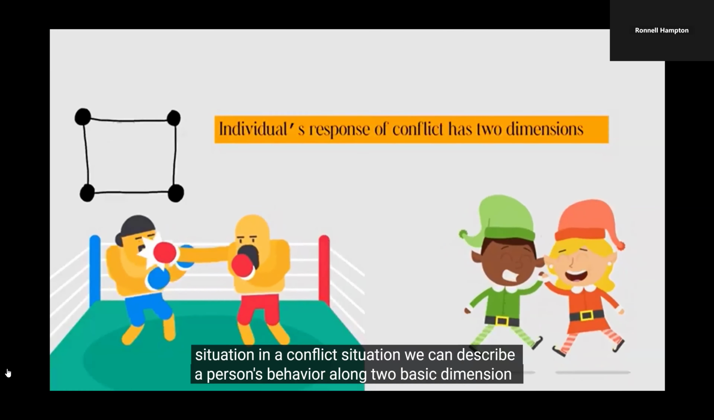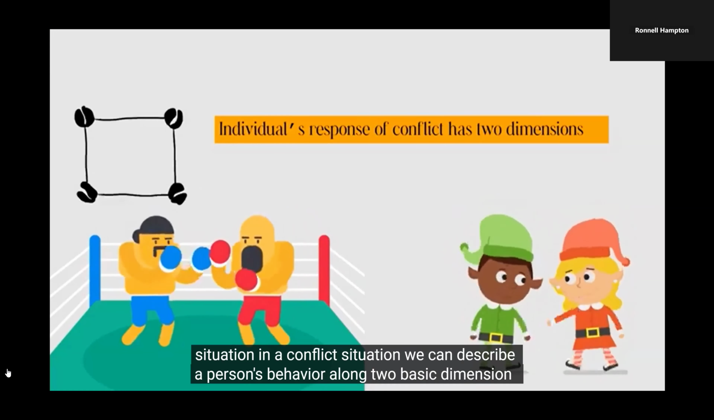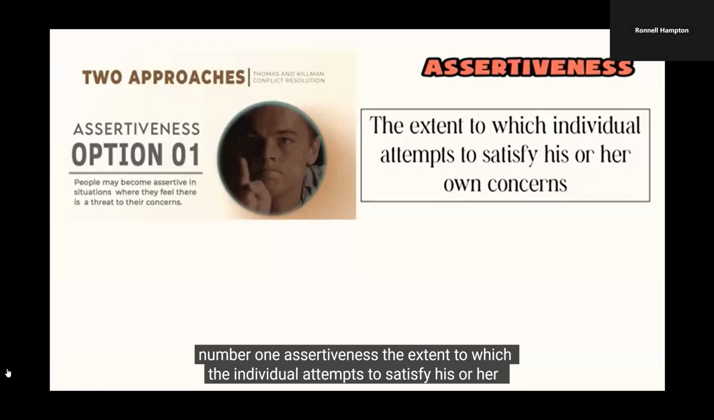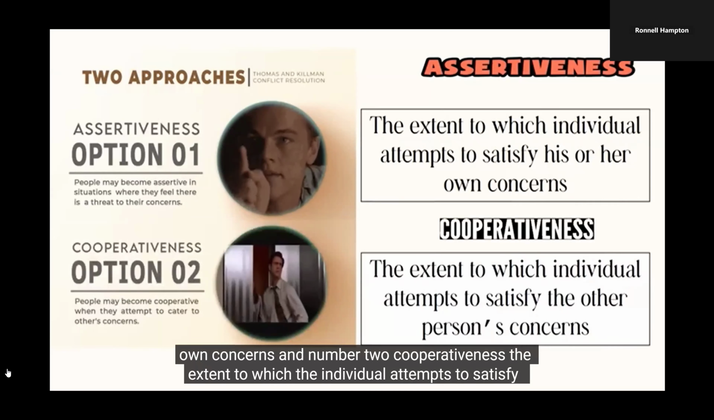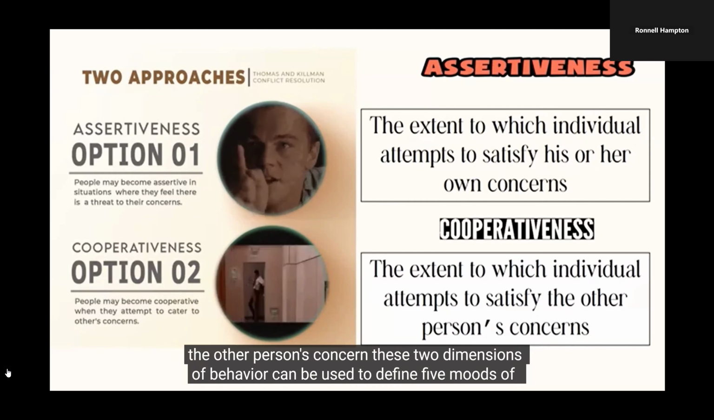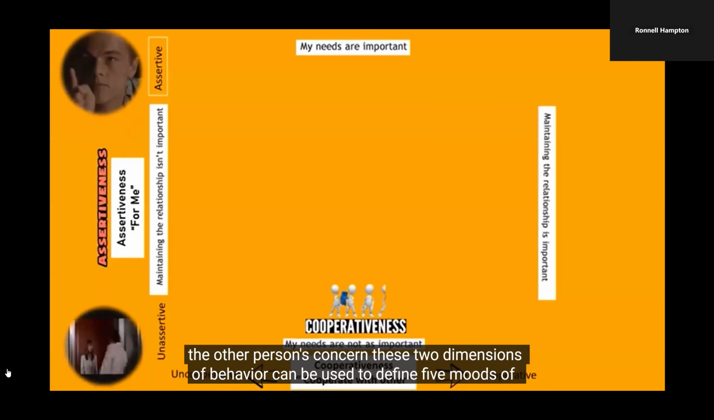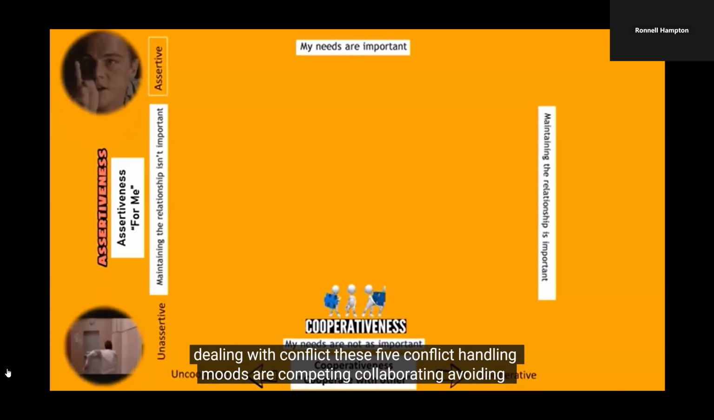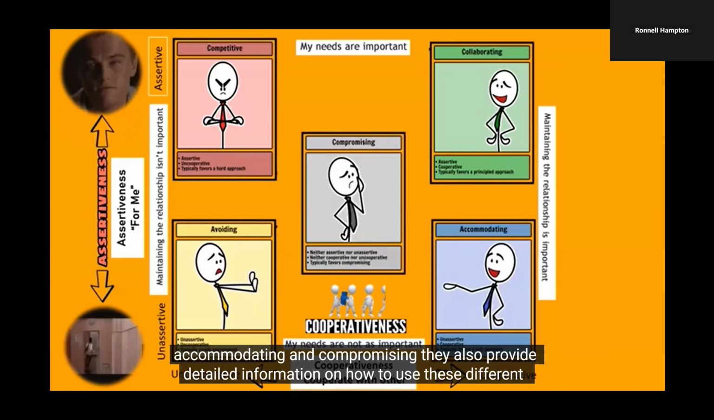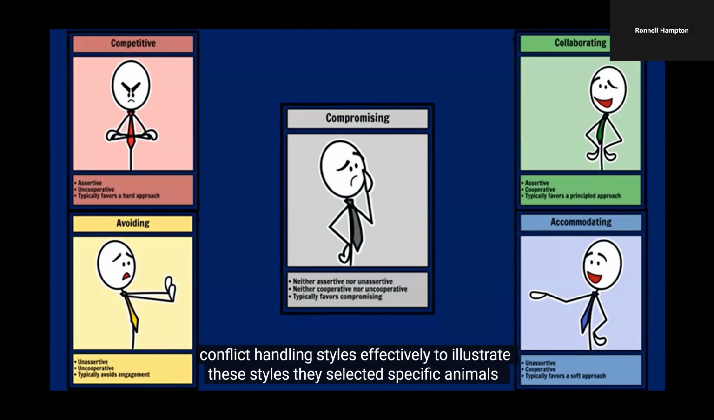In a conflict situation, we can describe a person's behavior along two basic dimensions. Number one, assertiveness, the extent to which the individual attempts to satisfy his or her own concerns. And number two, cooperativeness, the extent to which the individual attempts to satisfy the other person's concerns. These two dimensions of behavior can be used to define five modes of dealing with conflict. These five conflict handling modes are competing, collaborating, avoiding, accommodating, and compromising. They also provide detailed information on how to use these different conflict handling styles effectively.